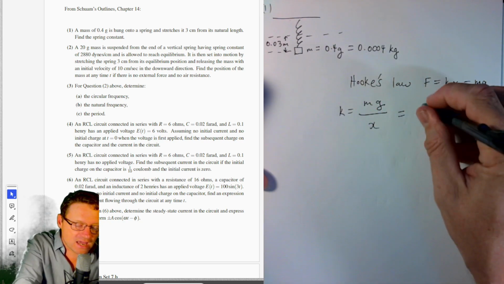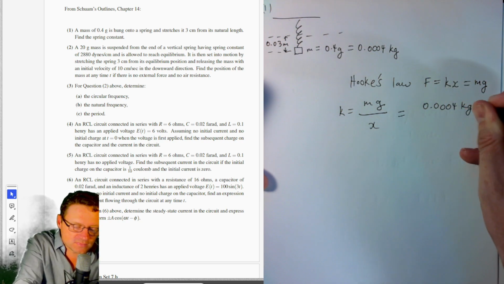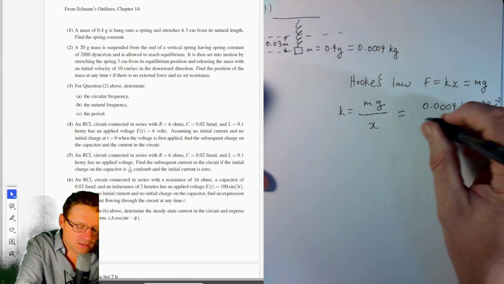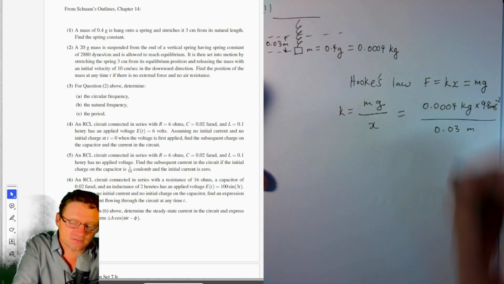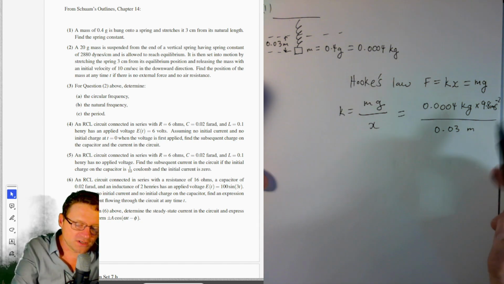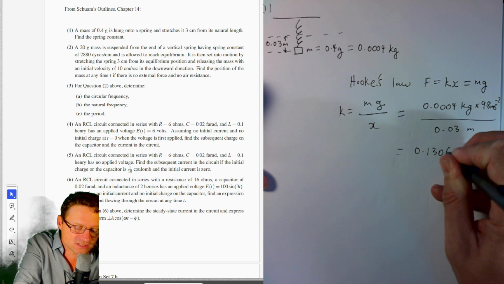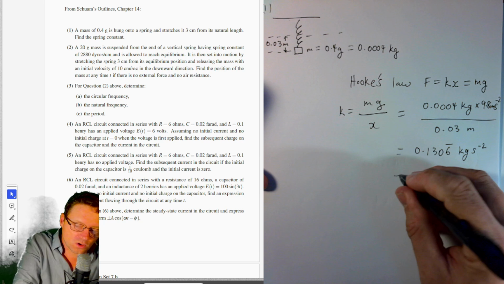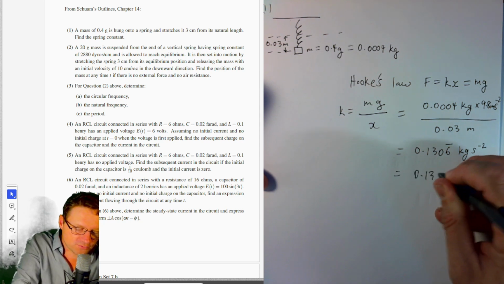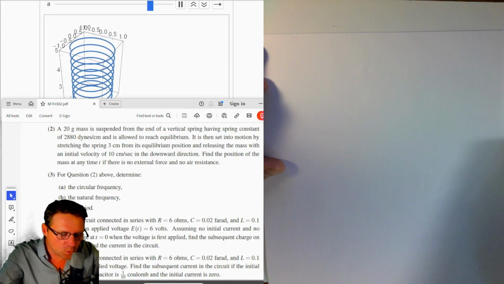And so what we're going to get is 0.0004 kilograms times 9.8 meters per second squared, divided by 0.03 meters. All right, and so when you do this calculation, what you're going to get is 0.1306 recurring kilograms per second squared, or 0.1306 recurring Newton meter.